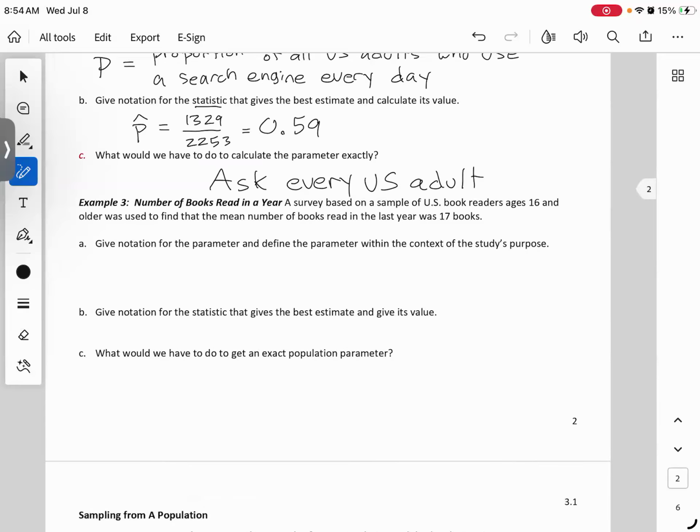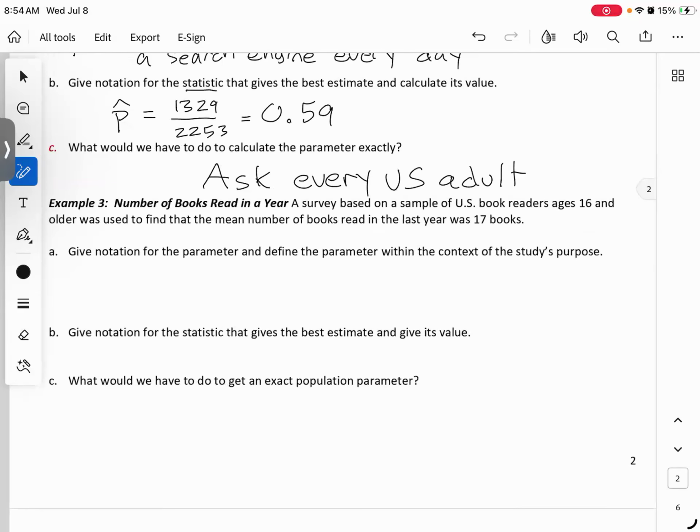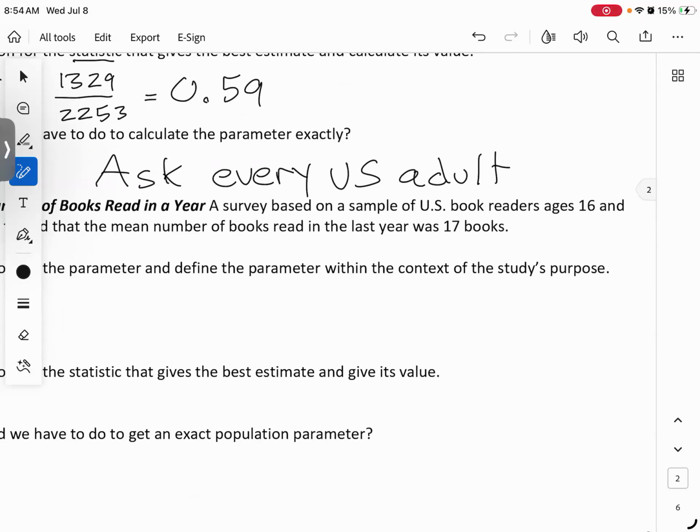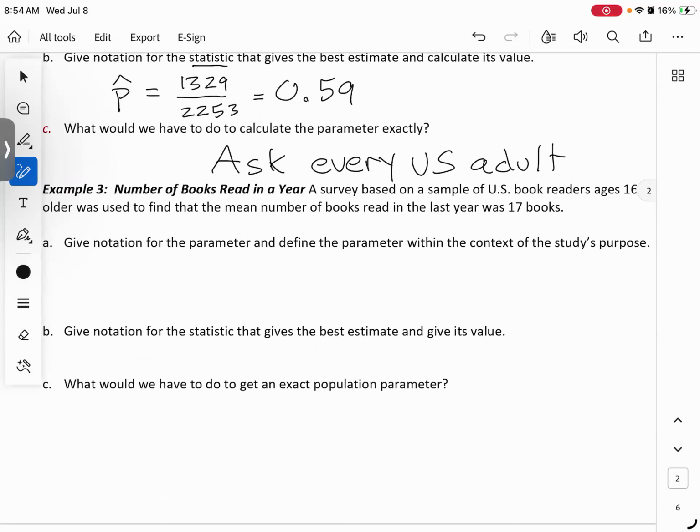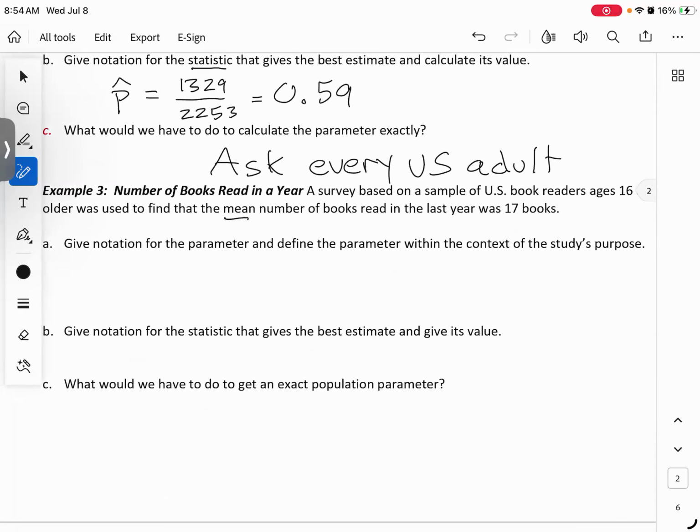Now, I went ahead and did a second one here that now uses means. So it says they did a survey of a sample of US book readers. Again, they would have loved to talk to every single book reader, but time and resources, they can't do that. So they did just a sample of book readers and they found out that the mean number of books read last year was 17. So that's their statistic. Now, A is just again the same as the last problem: give notation and define the parameter. In other words, talk about what their big ultimate goal was.